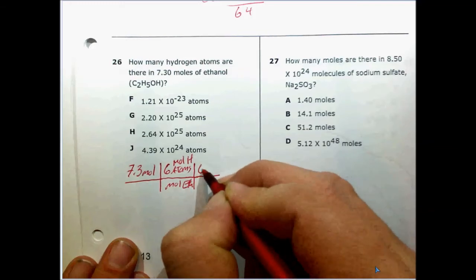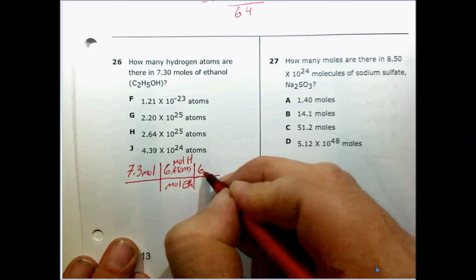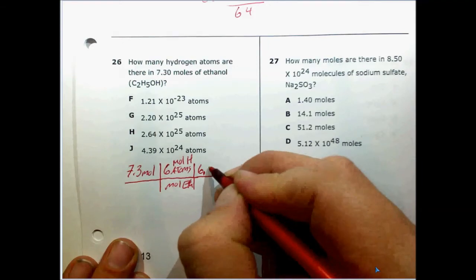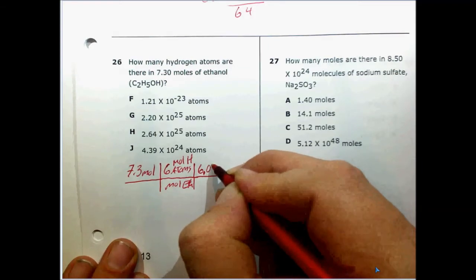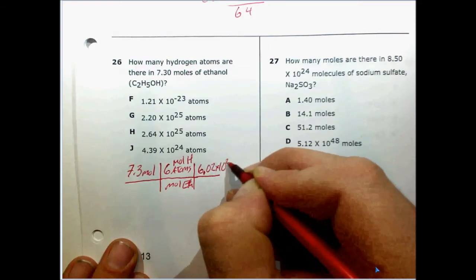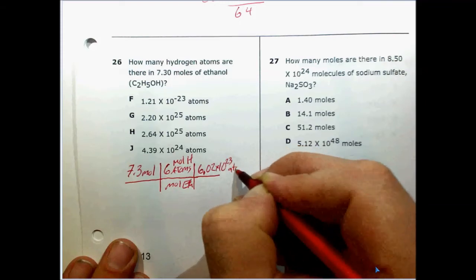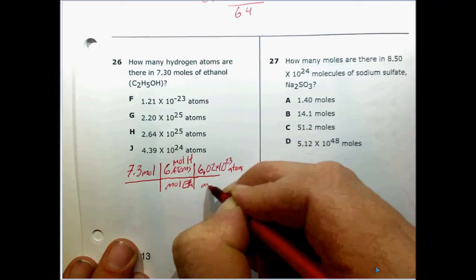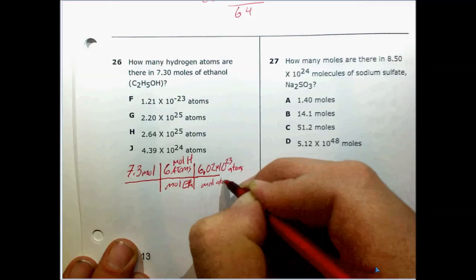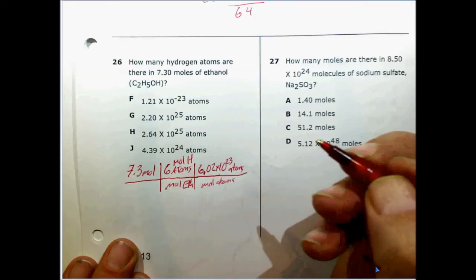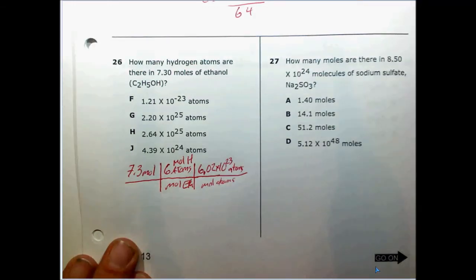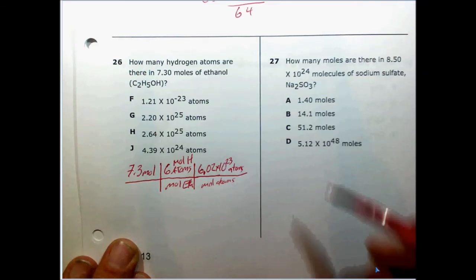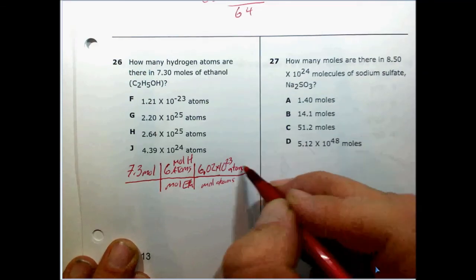And then we're going to use Avogadro's number to convert between moles of atoms and actual atoms. 6.02 times 10 to the 23rd atoms per mole of atoms. Be sure to use your exponent button when you do this.